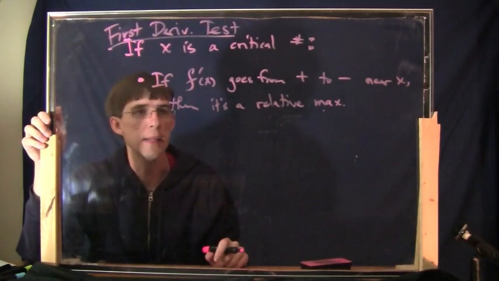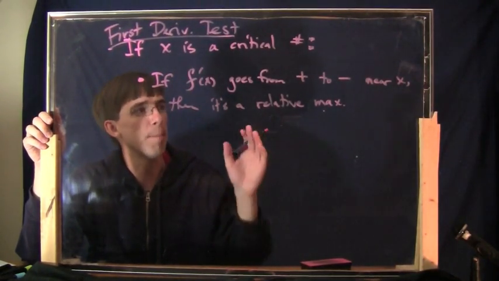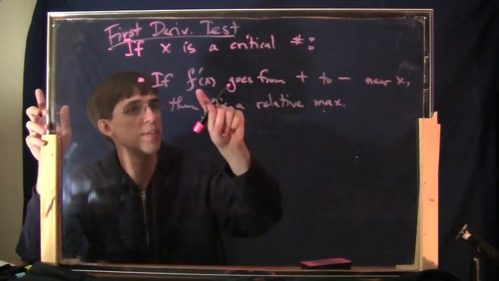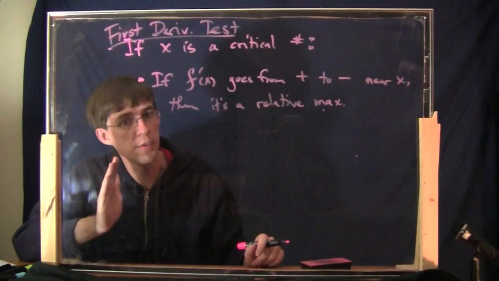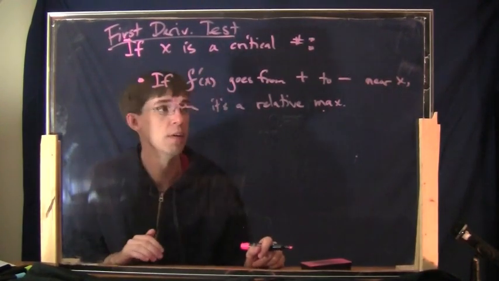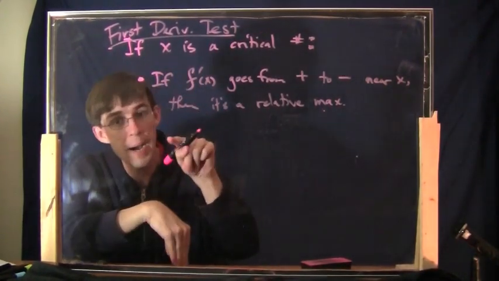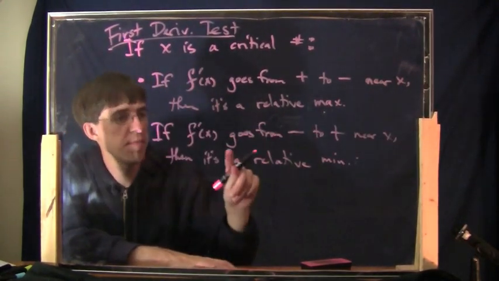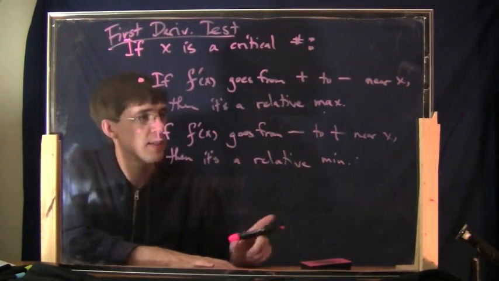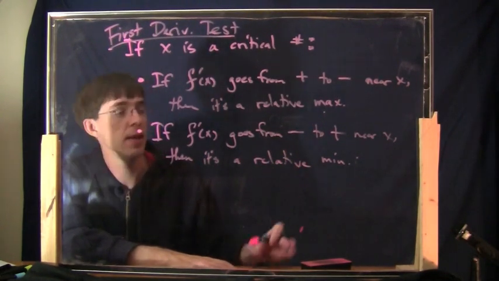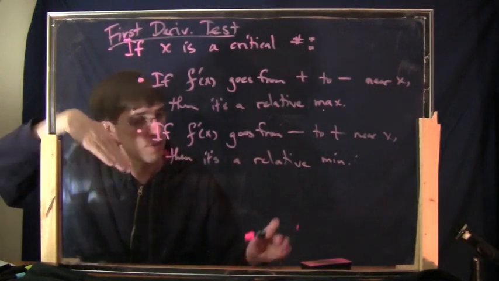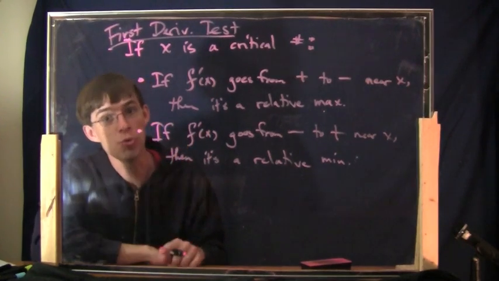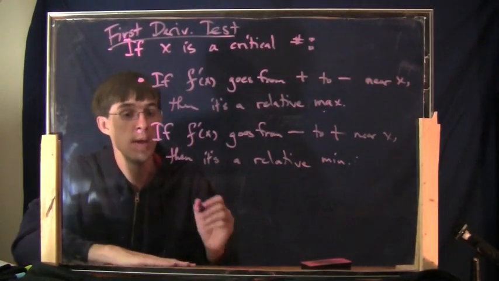It says if f prime of x goes from being positive to negative near x, then it's a relative maximum. That's because f prime of x going positive to negative means it goes increasing and then decreasing, which means that point has to be at the top, so it's a relative maximum. For exactly the same reasons, if f prime of x goes from being negative to positive near x, then it's a relative minimum. Negative to positive means it's decreasing and then increasing. That means it goes down to a trough, so that is a relative minimum.